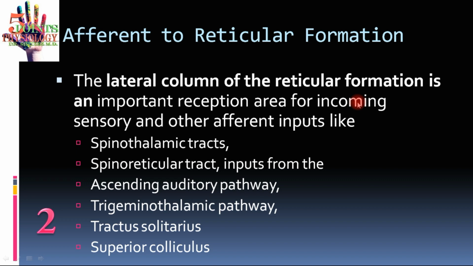So coming to the second point, it is about the afferent impulses, the afferents which are coming to the reticular formation. The reticular formation, as we said in the previous video, is made up of 3 columns: the one in the midline, the medial column, and the lateral column. Among these, the lateral column of the reticular formation is an important reception area for incoming sensory and other afferent inputs. That means the lateral column is the one which receives sensation and other afferent inputs from various parts of our nervous system.